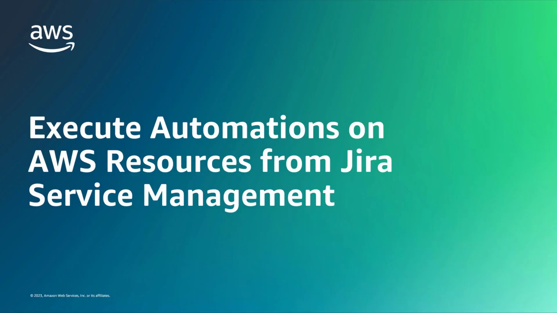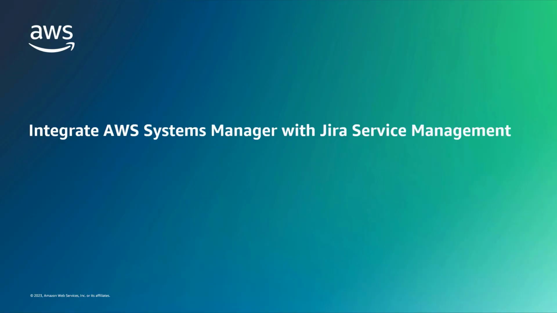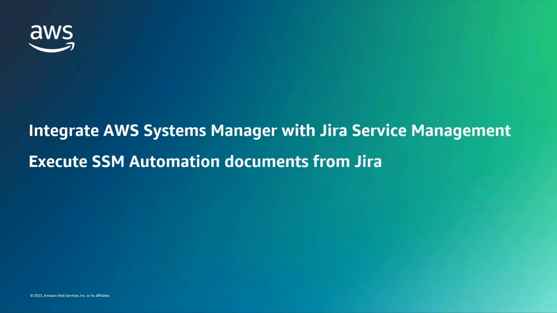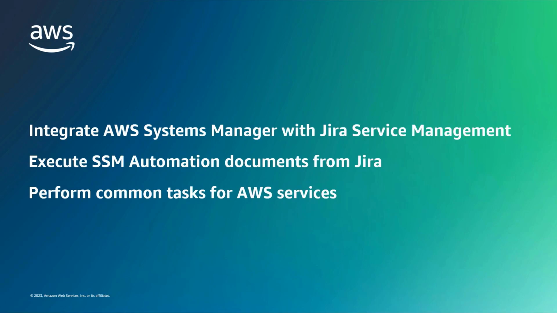In this video, you'll see how to execute automations on AWS resources from Jira Service Management. Using the AWS Service Management Connector, you can integrate AWS Systems Manager with Atlassian Jira Service Management, and then allow end users to execute SSM Automation documents from Jira to perform common maintenance, deployment, and remediation tasks on AWS services.